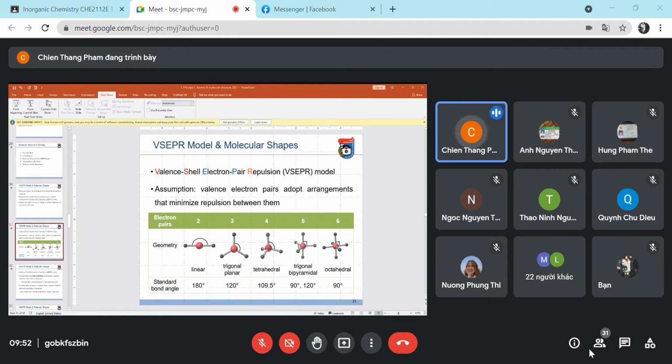This is the basic geometry for the number of electron pairs from 2 to 6. 2 is linear, 3 is trigonal planar, 4 is tetrahedron, 5 is trigonal bipyramidal, and 6 is octahedron. Please remember this, because you have already learned it in Fundamental Chemistry 1. Now let's consider the VSEPR theory in more detail.